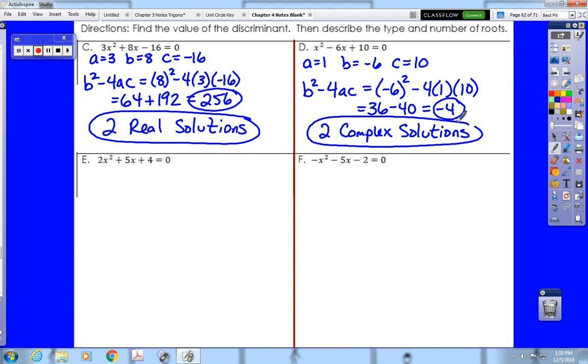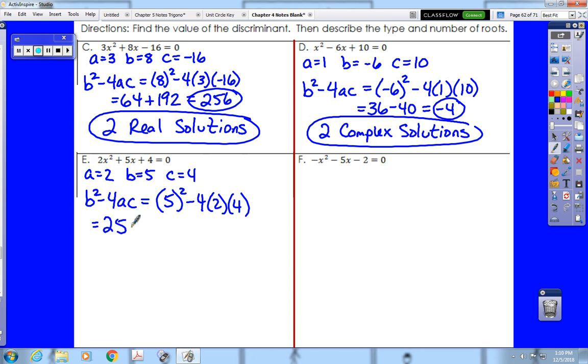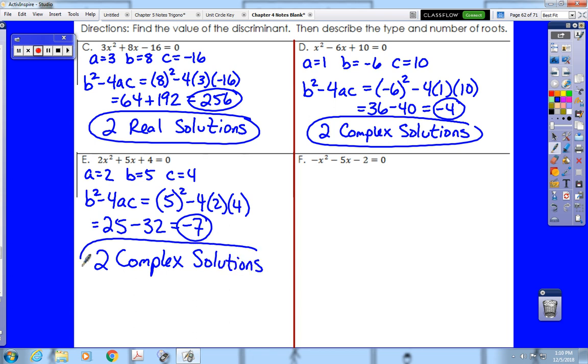On letter E, A is 2, B is 5, C is 4. So b squared minus 4ac would be 5 squared minus 4 times 2 times 4, which would be 25 minus 32, or negative 7. Again, if it is negative, that tells us we have no real solutions and two complex solutions. We'll come back to that later in the year.